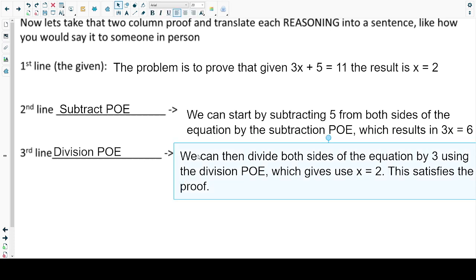So again, this is a three-part sentence. What did you do? Divided both sides by 3. Why could you do it? Because of the division POE. What did that give you? It gave you x equals 2. It gave us, not yous.